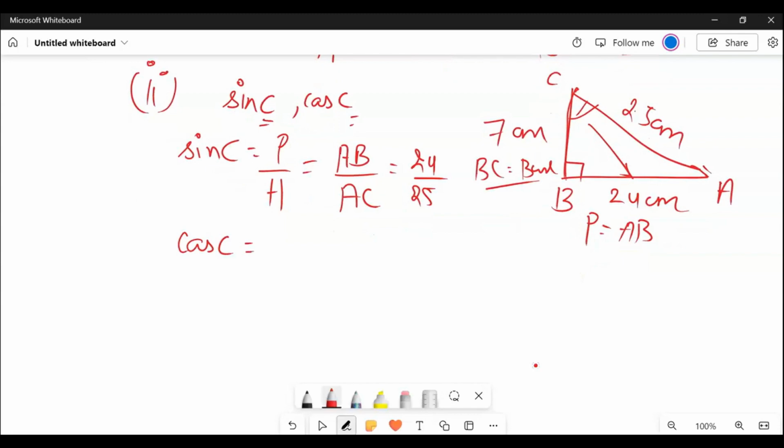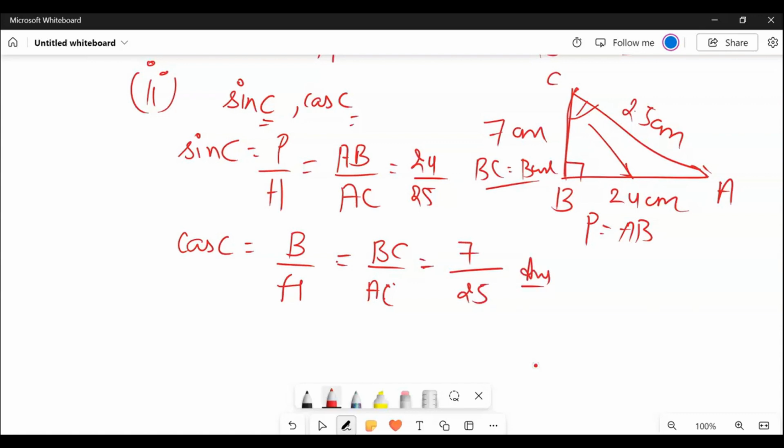Cos C is, you can figure it out, base upon hypotenuse. So base is your BC, hypotenuse is your AC. So BC upon hypotenuse will be 7 upon 25. That will be your answer.